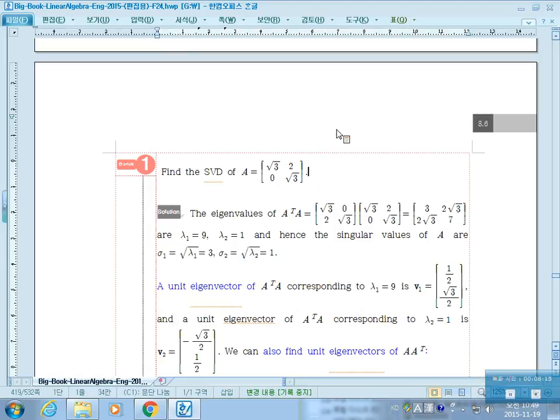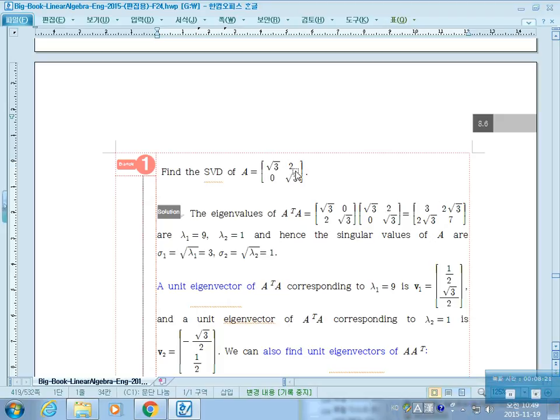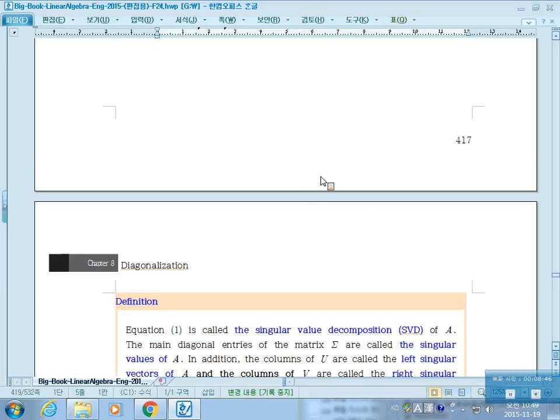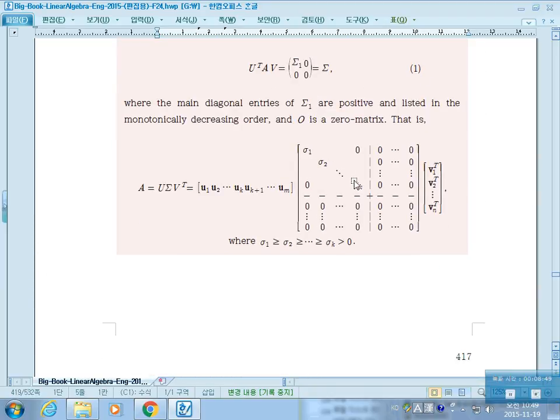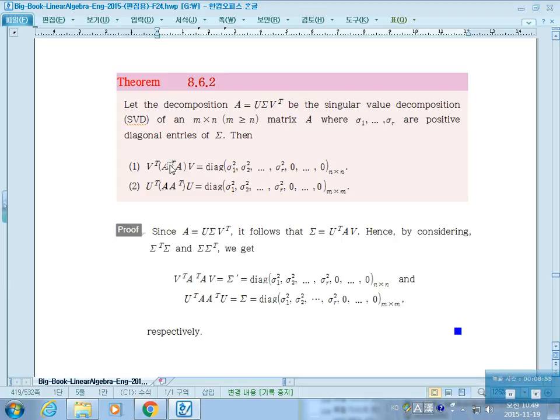Okay, first example. Let's find the singular value decomposition of this matrix. Then what are you going to do? We just multiply A transpose on A. We have a symmetric 2x2 square matrix like this, whose eigenvalues are this, and then the singular values of A are the square root of this. These sigma i's are the singular values, and what we have was on here.